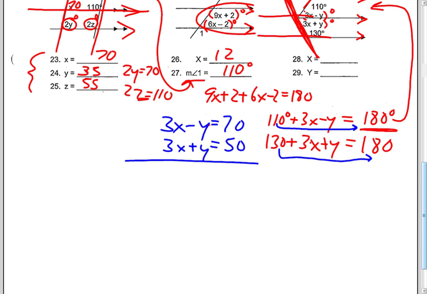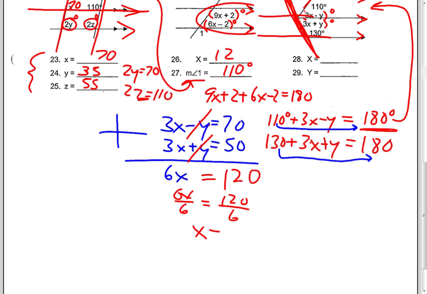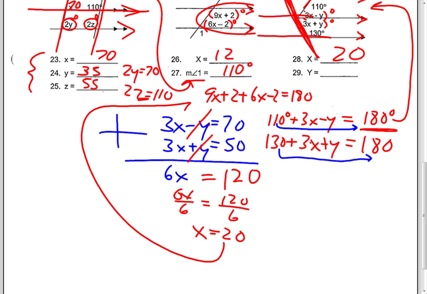How do you do elimination with two equations? Can I just do a big addition here? 6x. These go away. Remember that? Eliminating a variable so you can deal with one variable at a time. x equals 20. That's the answer to 28. How do you get the other variable? Punch it back into one of your original equations.